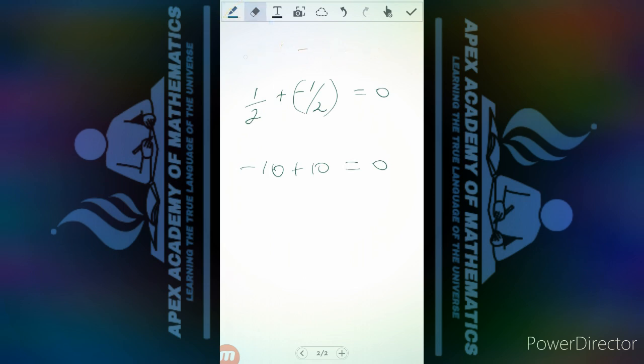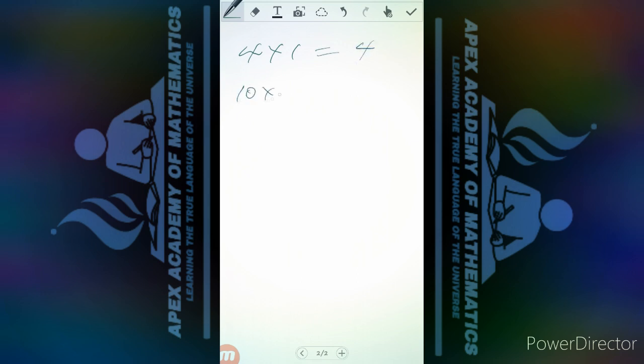All right, so if you did not know that, then now you do. So let's move on next to what we call the multiplicative identity. The multiplicative identity is basically saying that any number which is multiplied by 1 will give me back the same number. So basically I'm saying here that 4 multiplied by 1 is equal to 4.